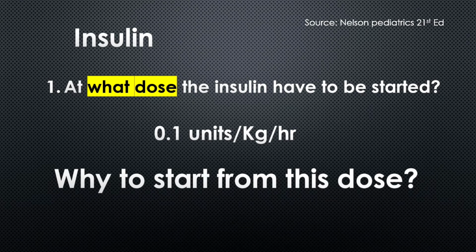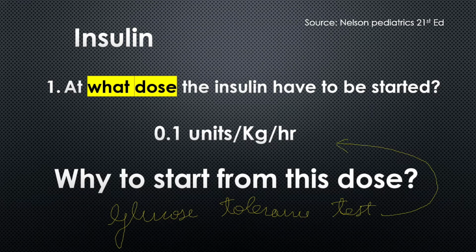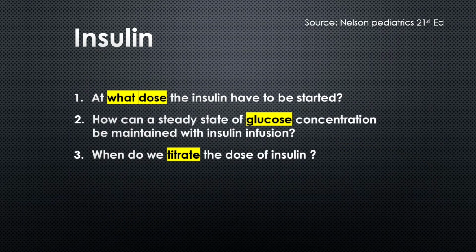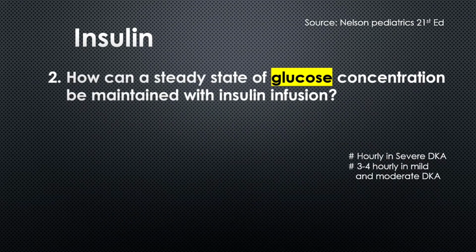So why only 0.1 units per kg per hour? This is because in a normal individual, when we do a glucose tolerance test, the insulin which is released is approximately equal to 0.1 units per kg. Coming to the next question. How can a steady state of glucose concentration be maintained with insulin infusion?